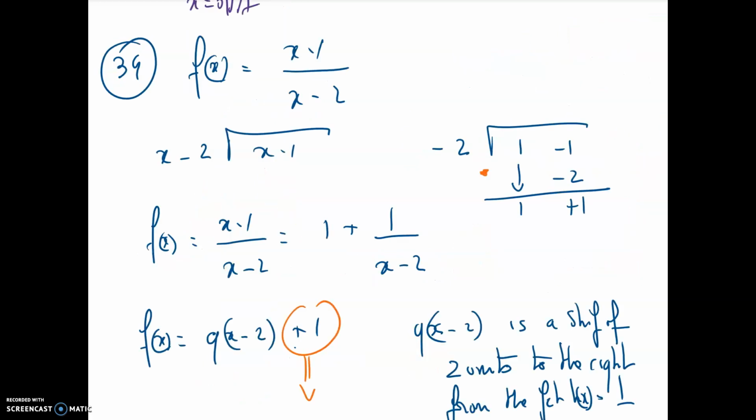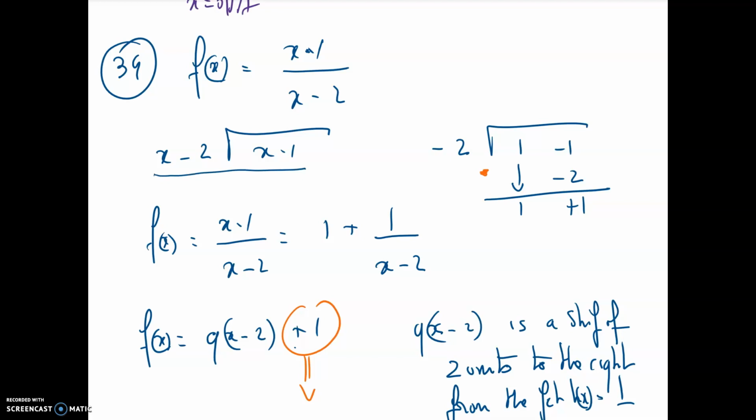All right, guys, so in this problem number 39, you have the function f of x equal to (x minus 1) divided by (x minus 2), and they are asking you to rewrite the expression and sketch the graph by hand. So in order to do that, what I want to do is the division of x minus 1 divided by x minus 2. I could do the long division, but I decided to do the synthetic division.